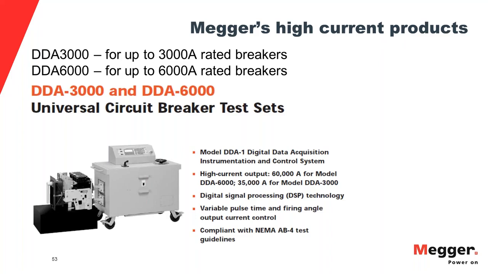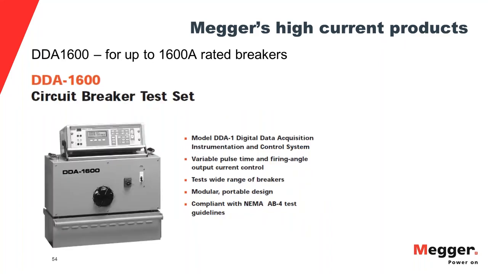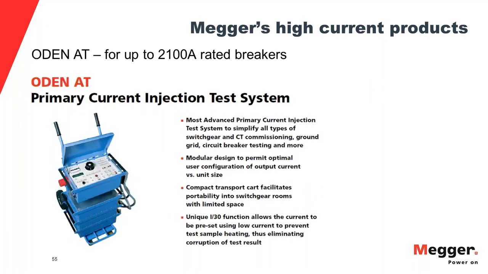As far as what we have to offer now, if you have to test breakers rated up to 3000 amps, you can get a DDA 3000. Then there's a DDA 6000, which you need to be able to test breakers rated up to 6,000 amps. Both of them look very similar. They're pretty heavy sets, as you can see. DD1600 is smaller, and it's rated to test breakers up to 1600 amps.